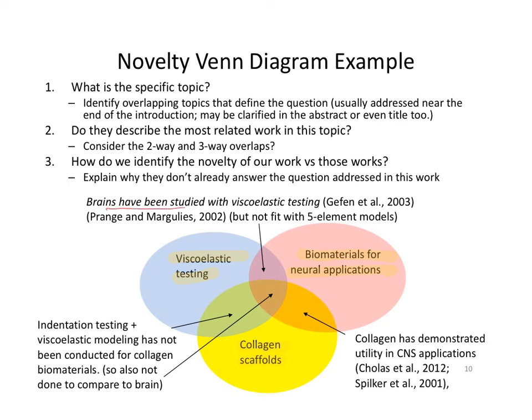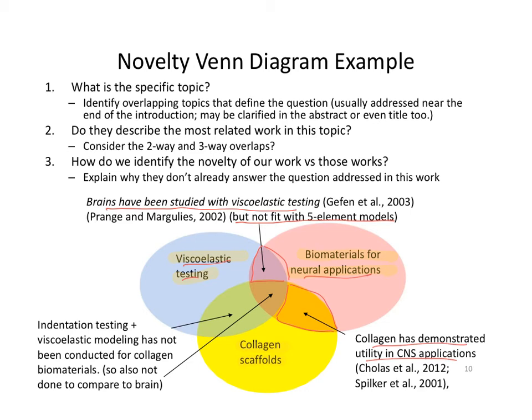In this example, the article noted that brains have been studied for viscoelastic testing. So in this area, at the interface of the neural applications and the viscoelastic testing, there are some papers, and they indicate them. They do point out something that they addressed, even within that realm, which is that others hadn't fit these with five-element models. And they describe why this is important later. They also point out that collagen has been tested for central nervous system applications, again giving citations. So in this area, there are some articles where collagen is being tested, but those articles are not addressing viscoelastic testing.